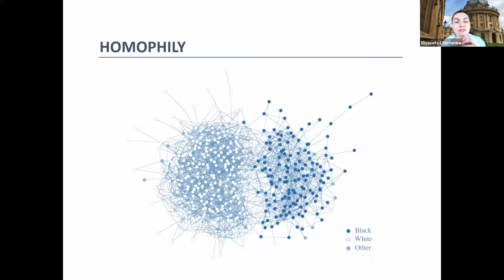But this property has been shown to be present with many other characteristics, not only race, but also language, culture, background, gender, etc. So there are two explanations to that property. One is that we just like those who are similar to us. It is easier for us to understand them. They might share the same interests, so there is so much to share with them, and it just comes easier.